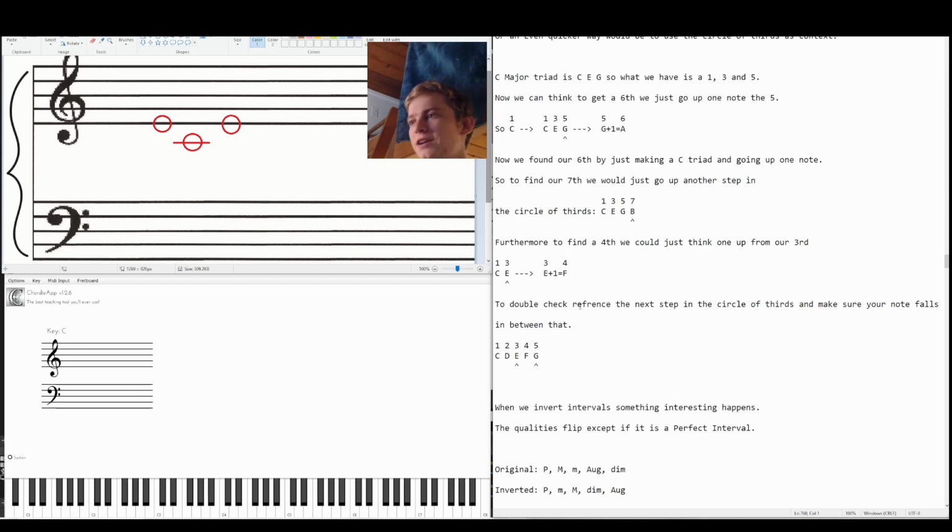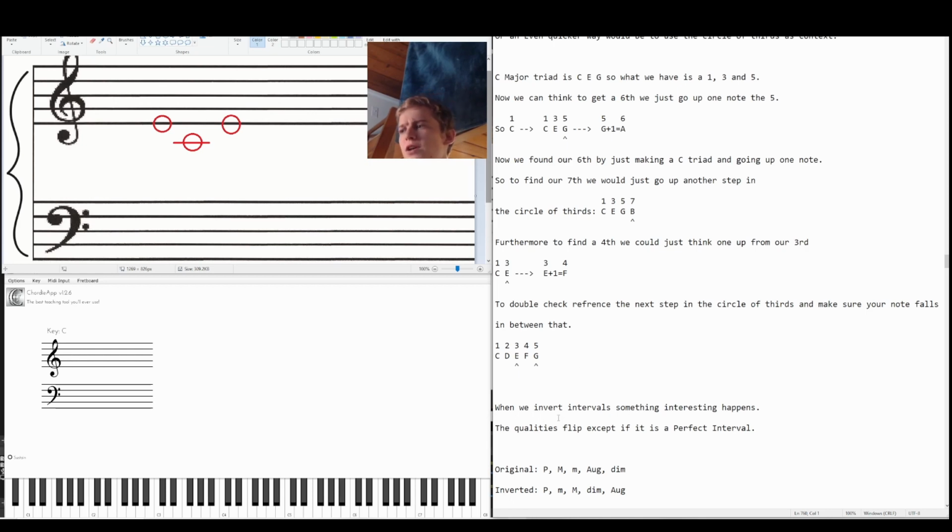To double check, reference the next step in the circle of thirds and make sure your note falls in between that. So if we're looking at our 4th, we're going to think C, E, and G. What is in the middle of E and G? Well, that's an F. E, F, G. So we just clarified the fact that yes, this is a 4th.